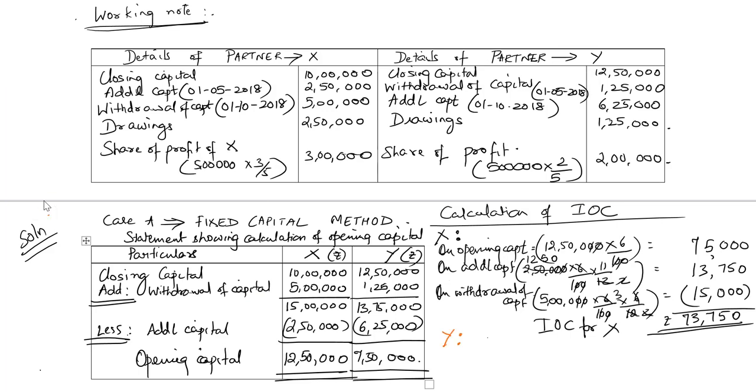Interest on capital for Y on the opening capital. The opening capital for Y is rupees 7,50,000 into 6 divided by 100, 7,500 into 6, which is equal to rupees 45,000.